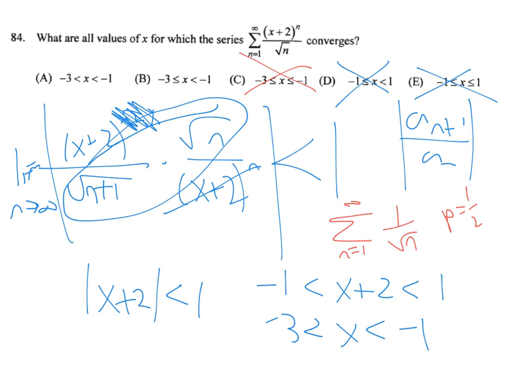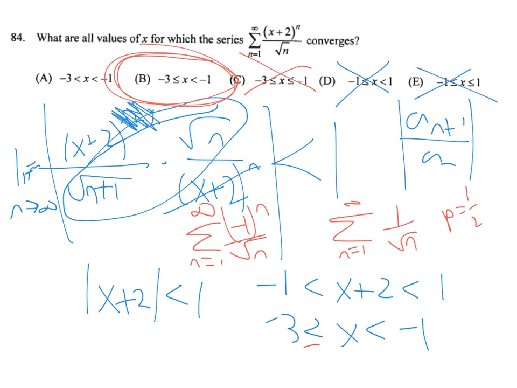All right, so now we're down to A and B. If we plug in negative 3, this turns into the sum from n equals 1 to infinity of negative 1 to the n over root n. And this is now the same series, but it's alternating. The terms are going to 0, and they're getting less each time. So yes, negative 3 does work. Therefore, it is choice B. 84 is B. So don't forget to check the endpoints. That's the big mistake that people make and lose points because of it. So anyway, hope that helps.